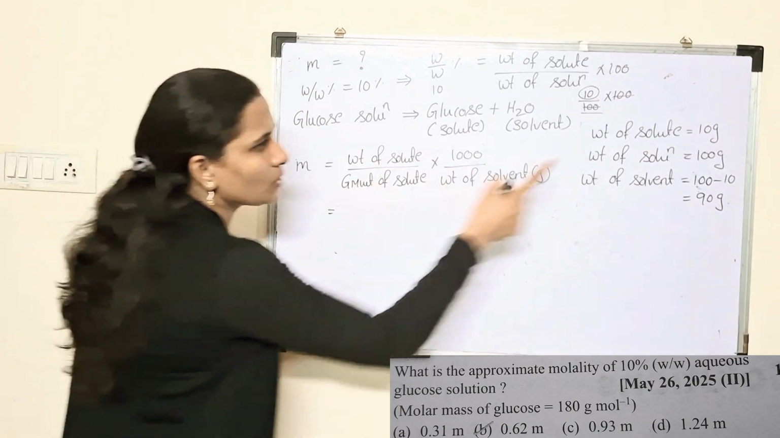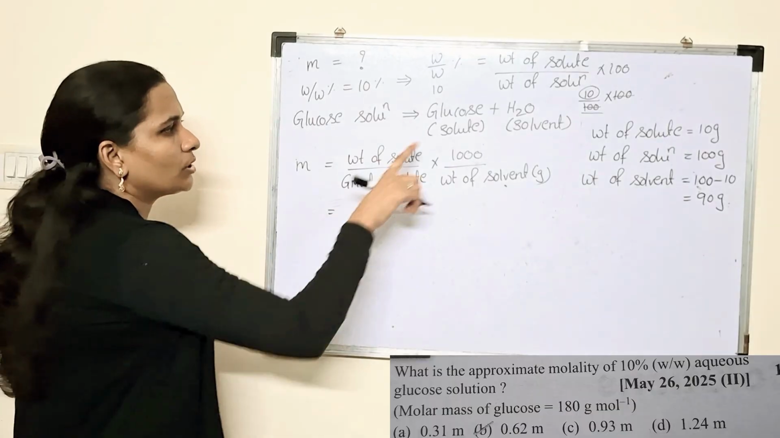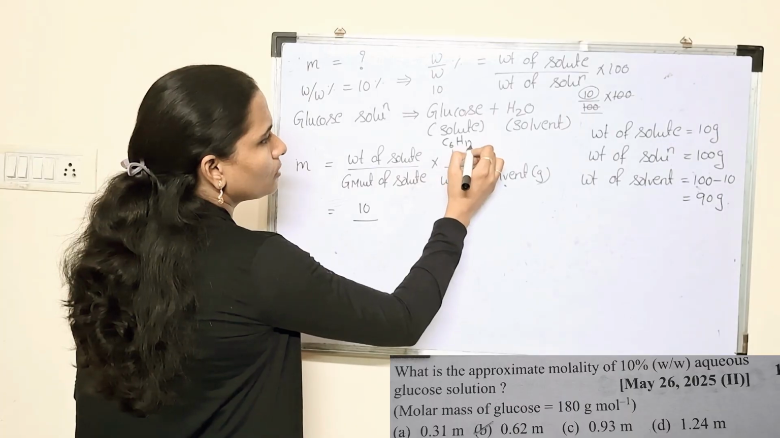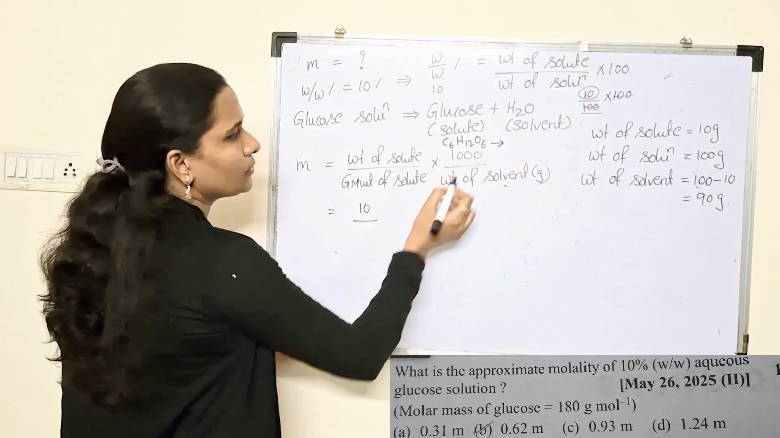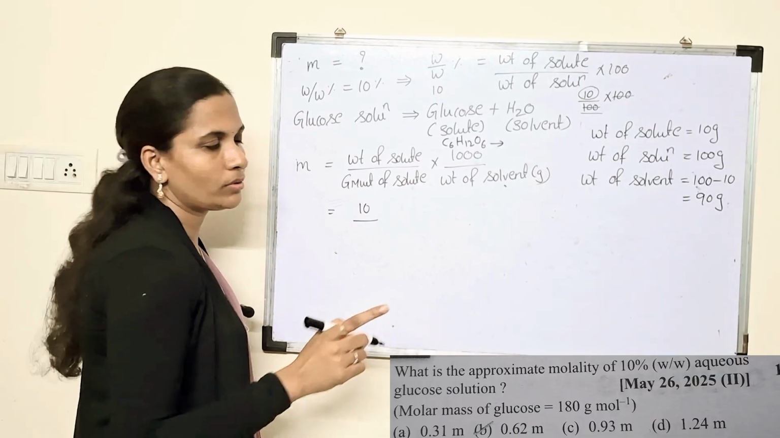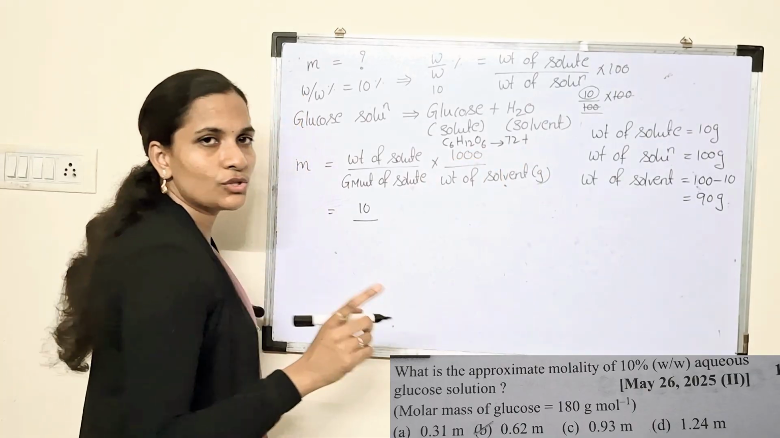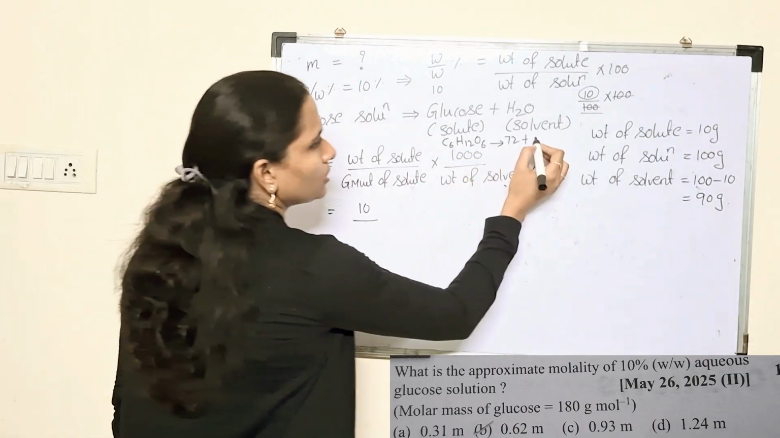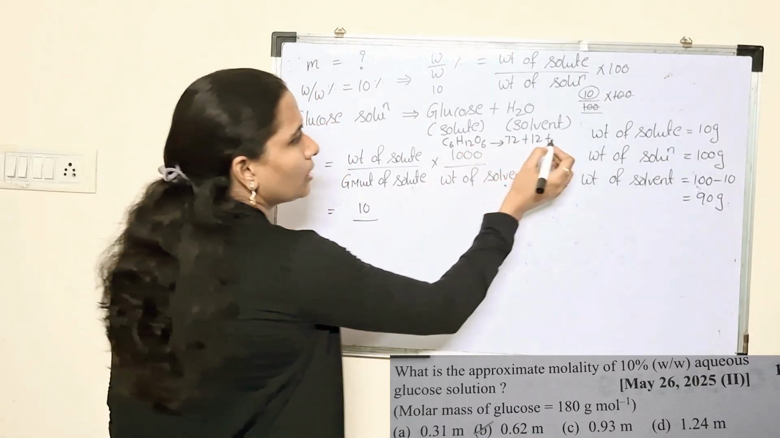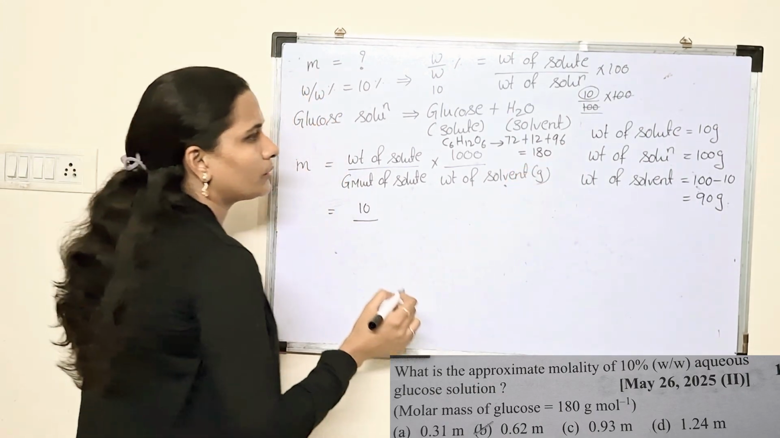Now weight of solute, how much? That is 10 grams. Gram molecular weight of solute: here what is the solute? Glucose. What is the formula of glucose? C6H12O6. Then what is the molecular weight of glucose? Totally 6 carbons are there, each carbon is 12, and 12 times 6 is 72, plus 12 hydrogens, each 1, so 12, and each oxygen weight is 16, and 16 times 6 is 96. So totally you will get 180. This is the gram molecular weight of glucose.